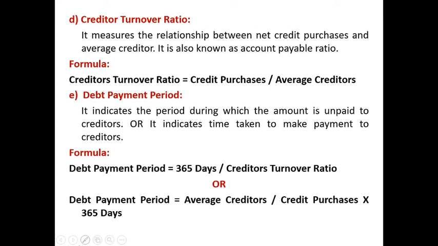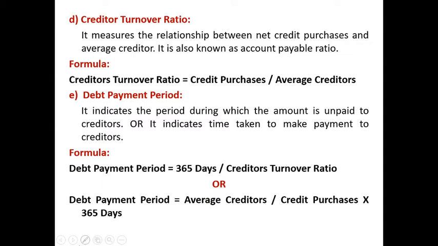Next one, creditor turnover ratio. Creditor turnover ratio measures the relationship between net credit purchases and average creditors. It is also known as accounts payable ratio. The formula for creditor turnover ratio is credit purchases divided by average creditors.